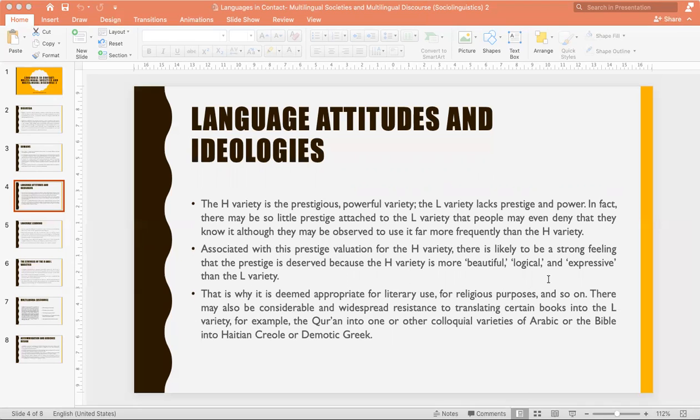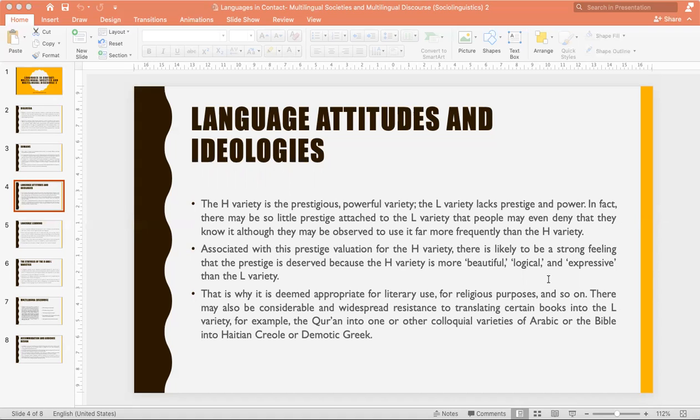And then in the language attitudes and ideologies, the H variety is a prestigious, powerful variety, and the L variety lacks prestige and power. In fact, there may be so little prestige attached to the L variety that people may even deny that they know it, although it may be observed far more frequently than the H variety, right? Because it can be used in many kinds of conversations.